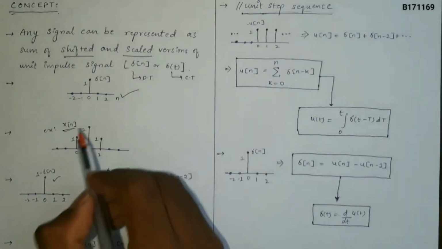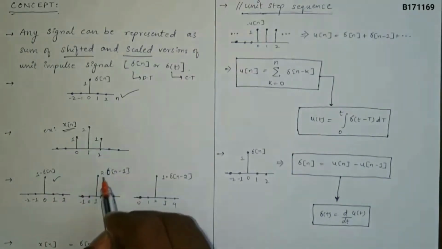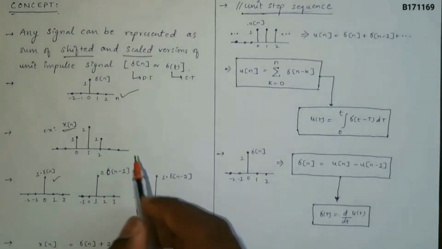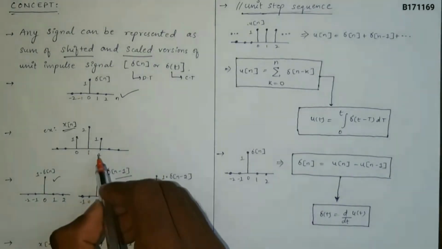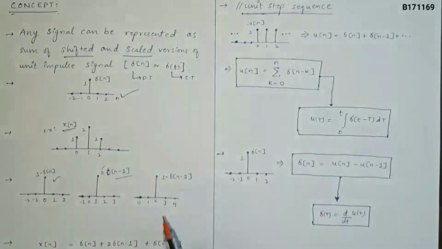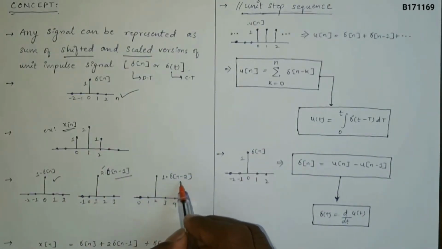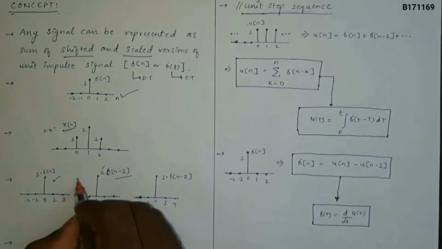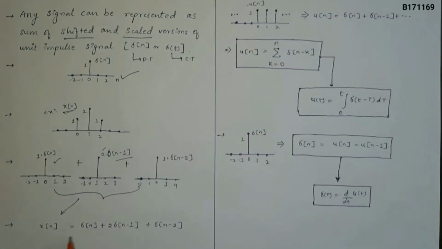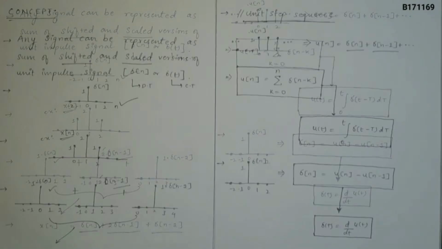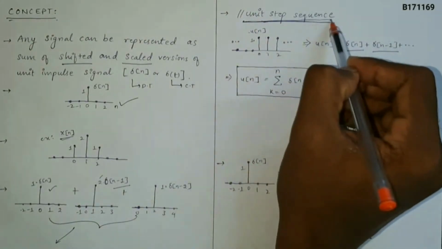At t is equal to 1, the value is 2. This is same as 2 multiplied by del of n minus 1, shifted to the right by 1 unit and scaled by 2 units. At t is equal to 2, the value is 1. This is same as 1 multiplied by del of n minus 2, shifted to the right by 2 units. By summing all these three, we get x of n. x of n is equal to del of n plus 2 del of n minus 1 plus del of n minus 2. Let's look at another example, unit step sequence.